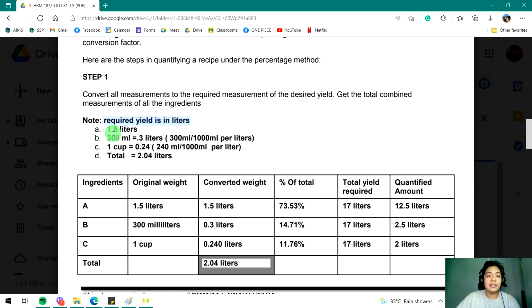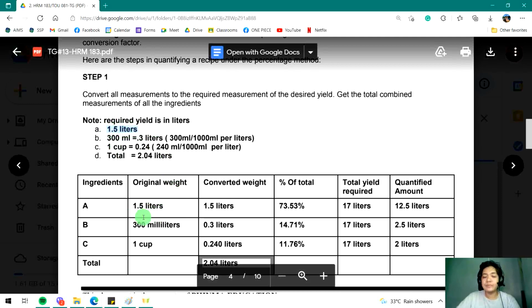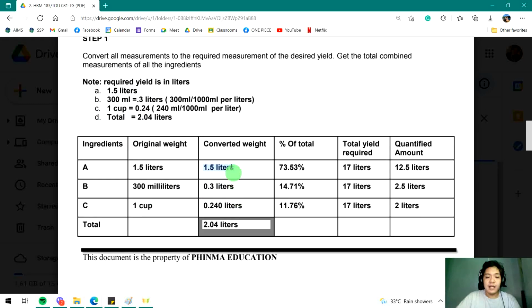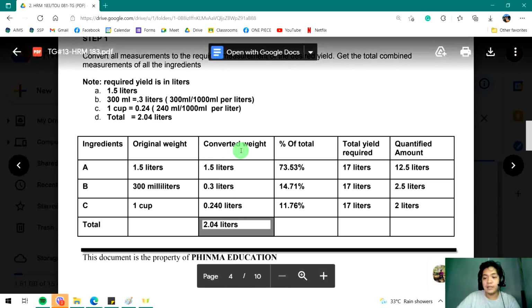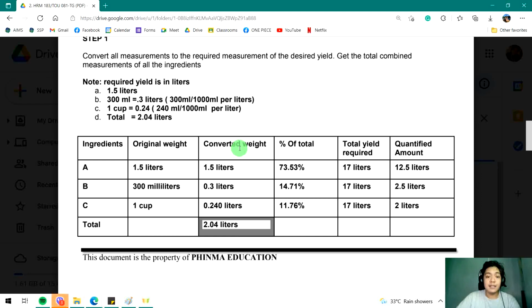So dapat i-convert natin lahat ng ingredients natin into liters first. So ang una natin is 1.5 liters. This is already in liters, kaya 1.5 na kagad. We will look at this table ha. Etong nasa converted weight ang titingnan natin na table. So 1.5 liters is the original weight of ingredient A. Hindi na natin siya kailangan i-convert kasi nasa liters na siya. So that is 1.5 liters here in converted weight.